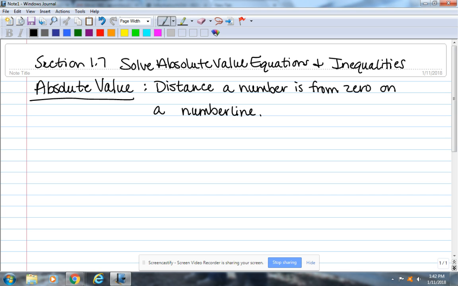So say I want the absolute value of 4. That would be 4, because it's 4 spaces away from 0 on a number line. If I want the absolute value of negative 4, the answer is 4, because it's 4 whole spaces away from 0 on a number line. Okay? So first we're going to solve absolute value equations, and then later we will do inequalities.